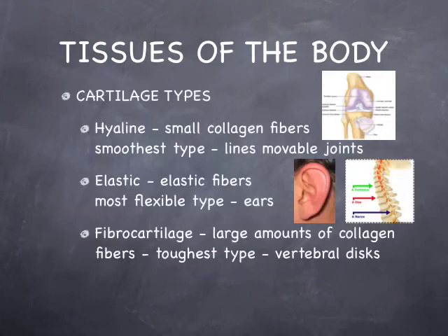We find it lining the movable joints. It's also the type that's here in your rib cage. This is hyaline cartilage joining your ribs to your sternum here. So there's a number of places you can find hyaline. It's also, though, the most brittle because it has the least amount of reinforcement in it. So it can crumble and crack. At least it can easier than the other 2.